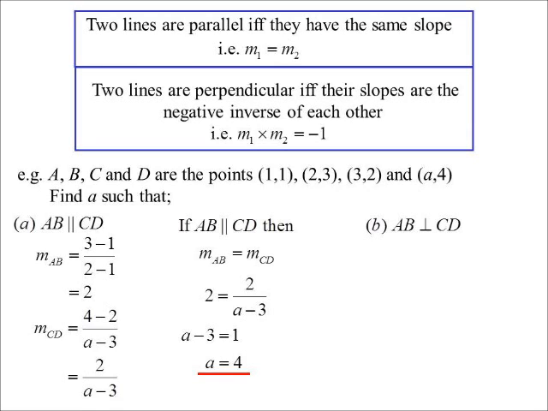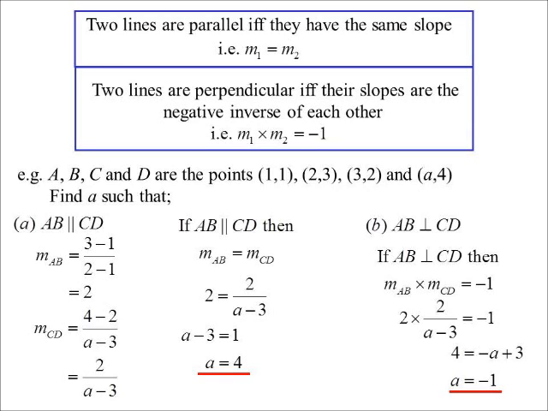If they're perpendicular, then of course they've got to multiply together to give -1. So it's still the same two slopes, but we just get a different equation to solve. Now we've got 2 times 2 on A minus 3 is equal to -1. And that turns out A is -1 in that particular situation.